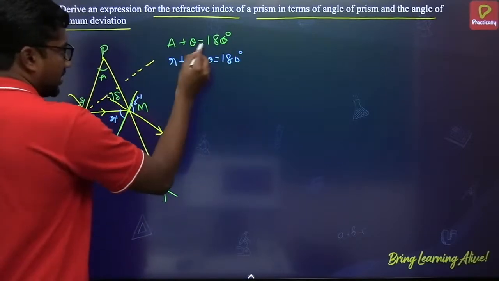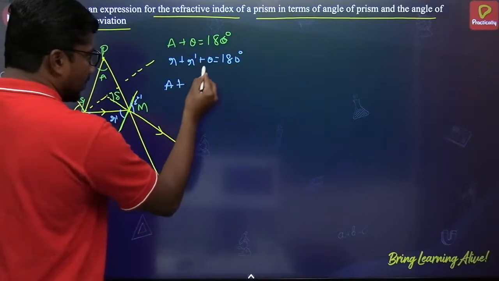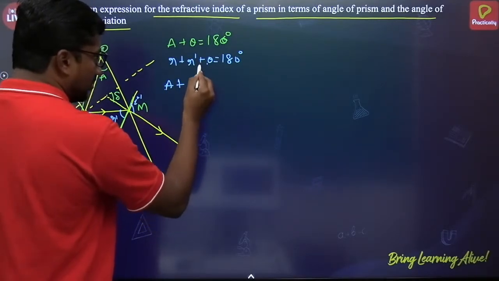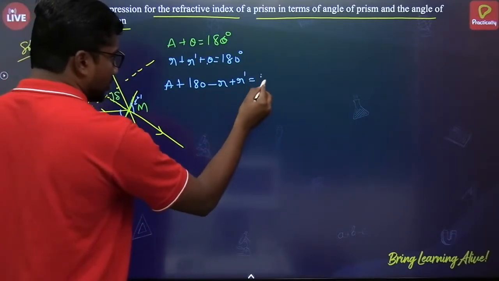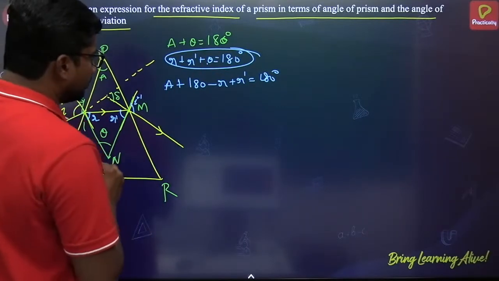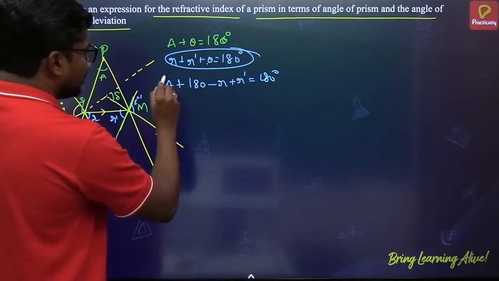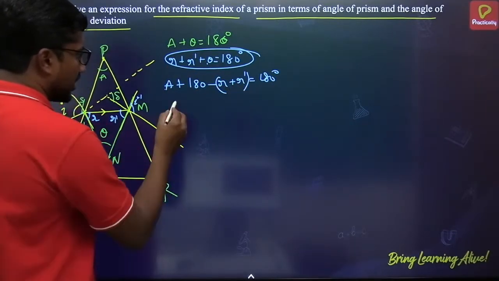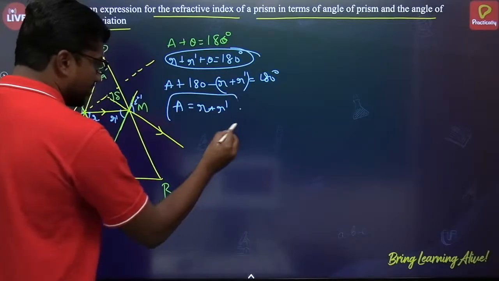If I see this equation A plus theta, in the place of theta we can write 180 minus R plus R dash, which is equal to 180 degrees. I just substituted here, then A plus, in the place of theta, 180 minus this whole. So it will become A is equal to R plus R dash. Remember this.